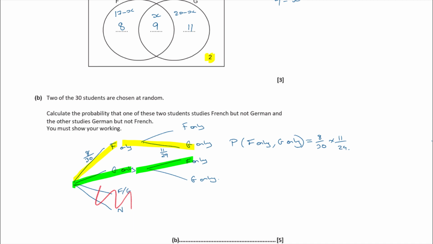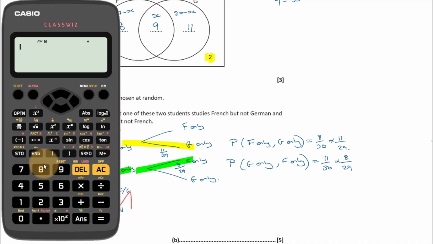Okay, and then for the other route, that's the probability of German only and then French only. So that's going the green route. If I went the green route, German only on the first selection, I've got 30 students to pick from, and I have got 11 German students, haven't I? So that would be 11 out of 30. And then on the second selection, French only, I've still got all my 8 French only students, but now I've only got 29 to pick from. So that's going to be 8 over 29.